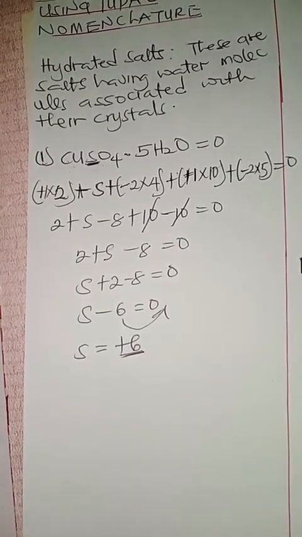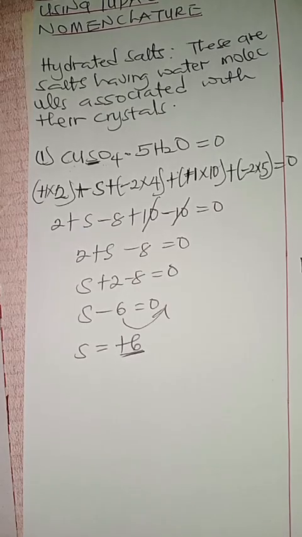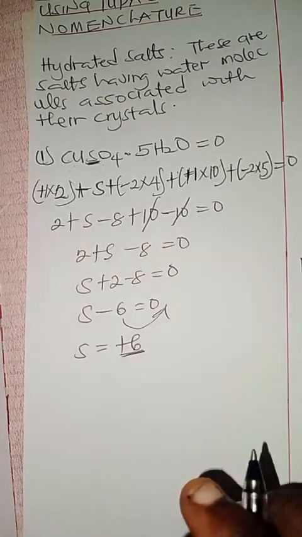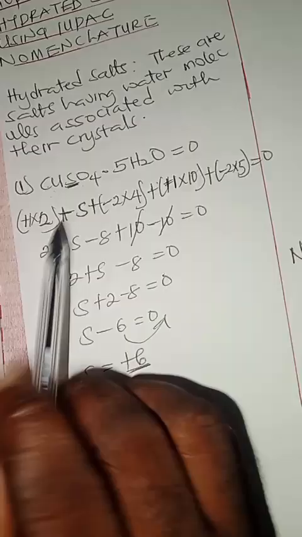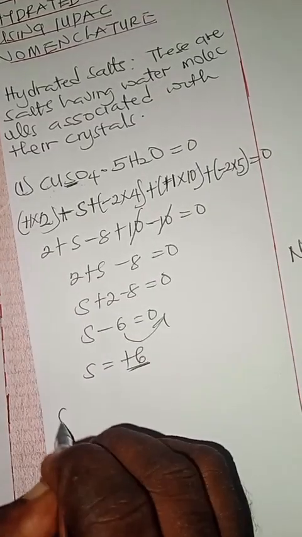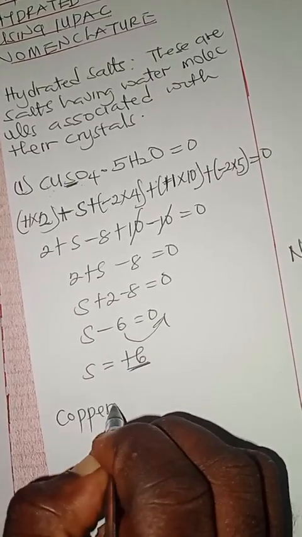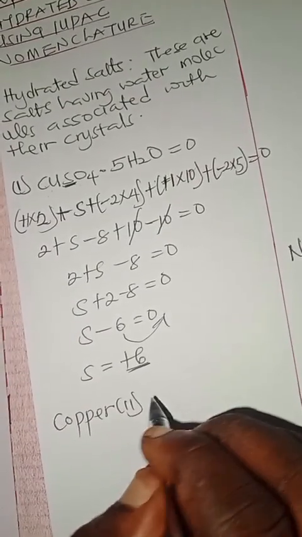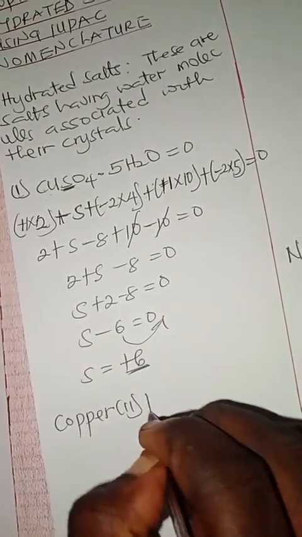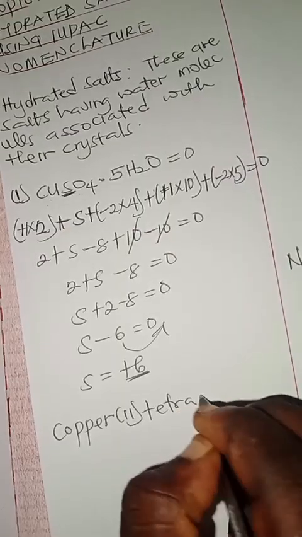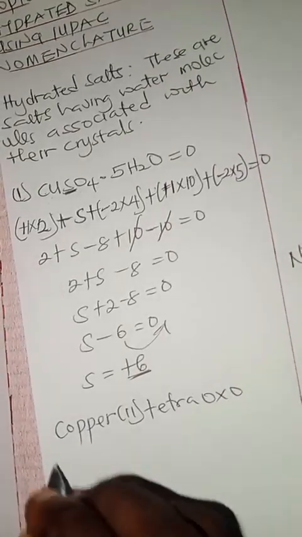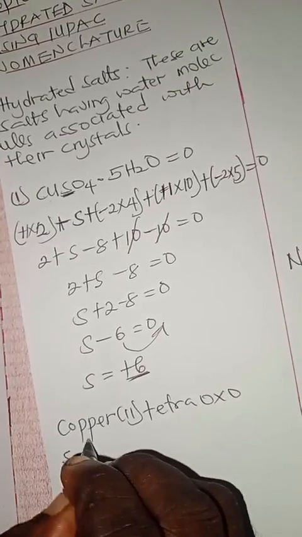Now, this is where we are going. What's the name of this particular compound? What's the name of this hydrated salt? Then you start from here. Copper 2, because actually we have copper 2. I've explained that one earlier on. Then 4, tetra, oxo, sulfate.